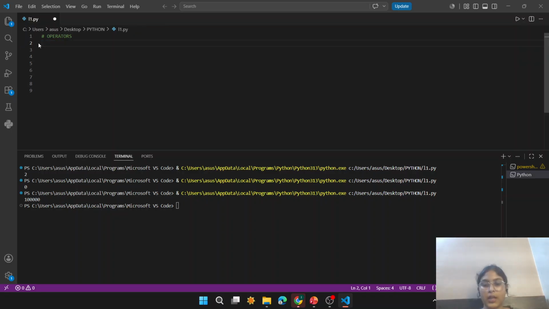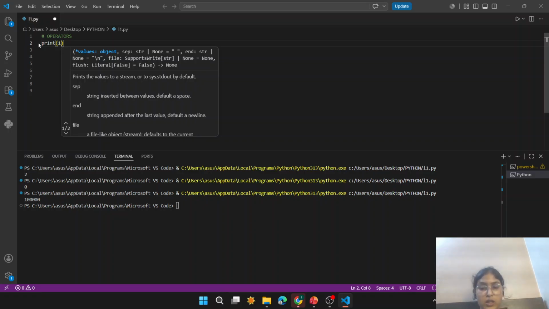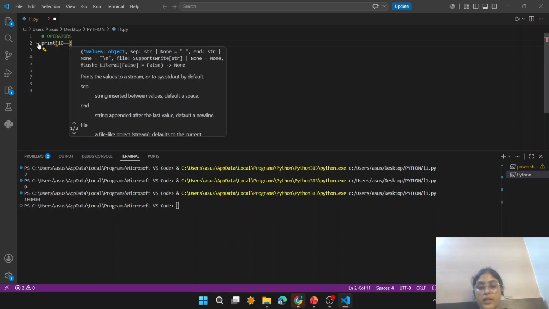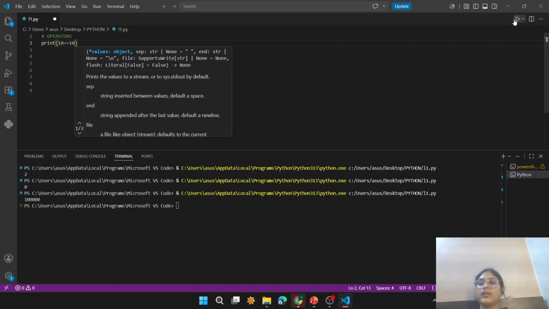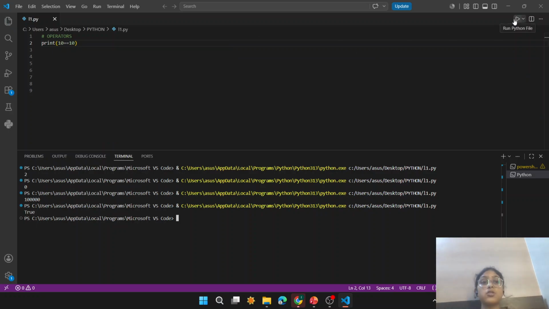First operator that I am using for the comparison is double equal to. Remember, it is a double equal, not a single equal. Many beginners make mistakes and get confused between double equal and single equal. For example, if I'm asking to print that 10 equals 10, I'm asking the value. So, the answer is true.